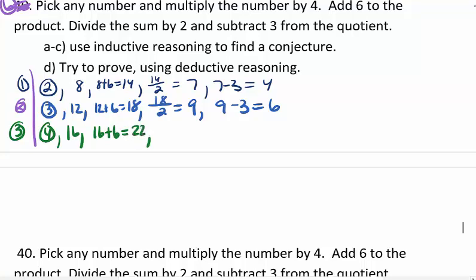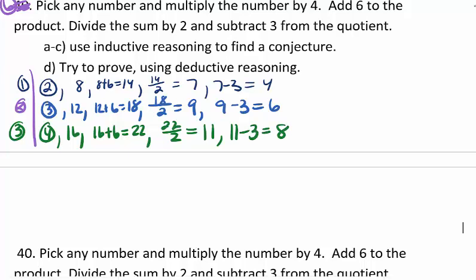22. Divide that sum by 2, which is 11. We're going to subtract 3 from that quotient. The 11 is my quotient, which should give me 8.